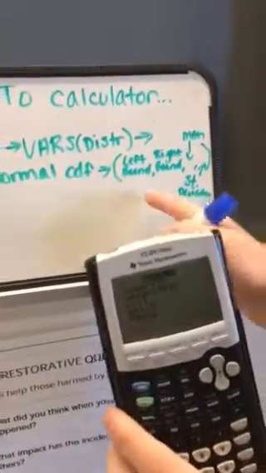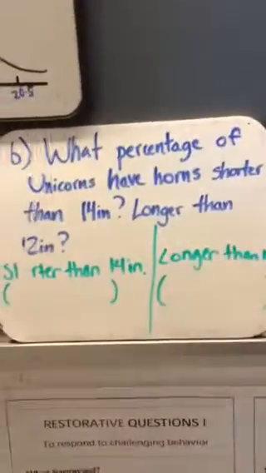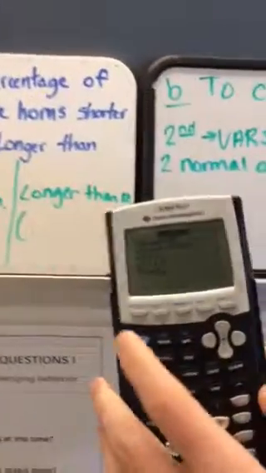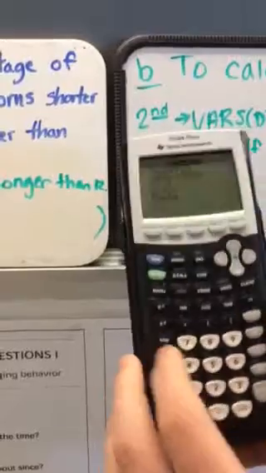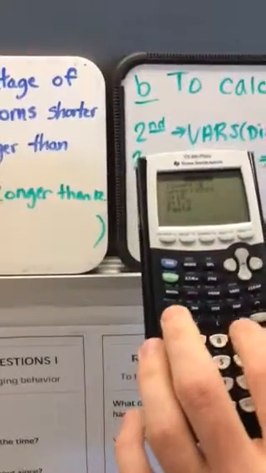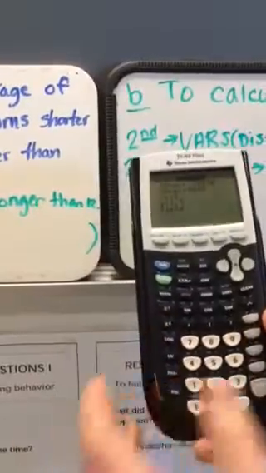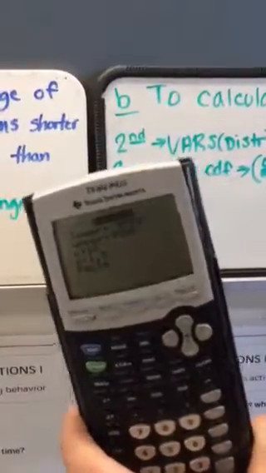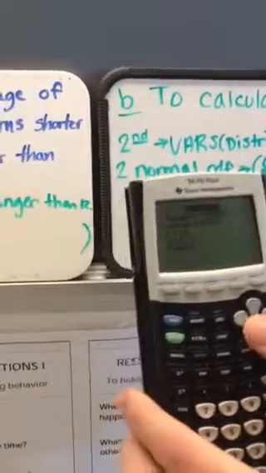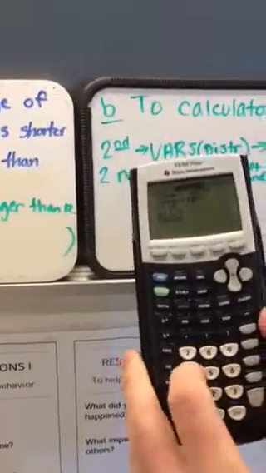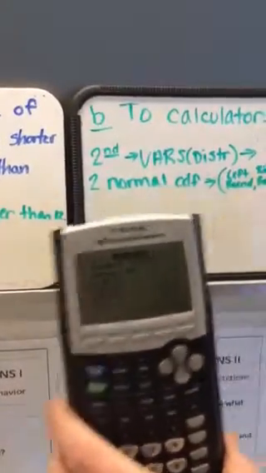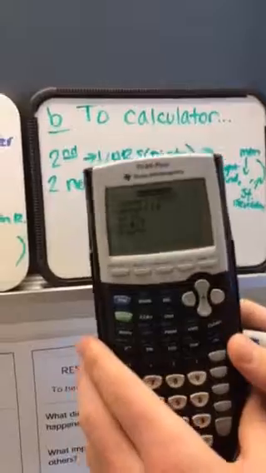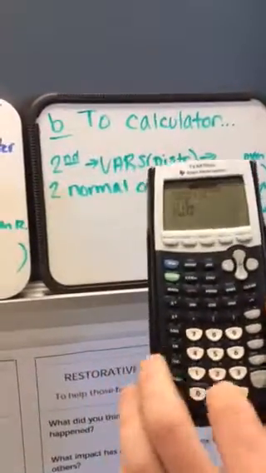So back to the original problem, first is how many are less than 14 inches. So for the left bound, it's going to be less than 14, so we're just going to put in a really small number, let's say negative 9,999. Our right bound, which is going to be our top point to the right, is 14 inches. So right bound will be 14. Now our mean is 16 inches, which is back in the original problem. And our standard deviation is 1.5.